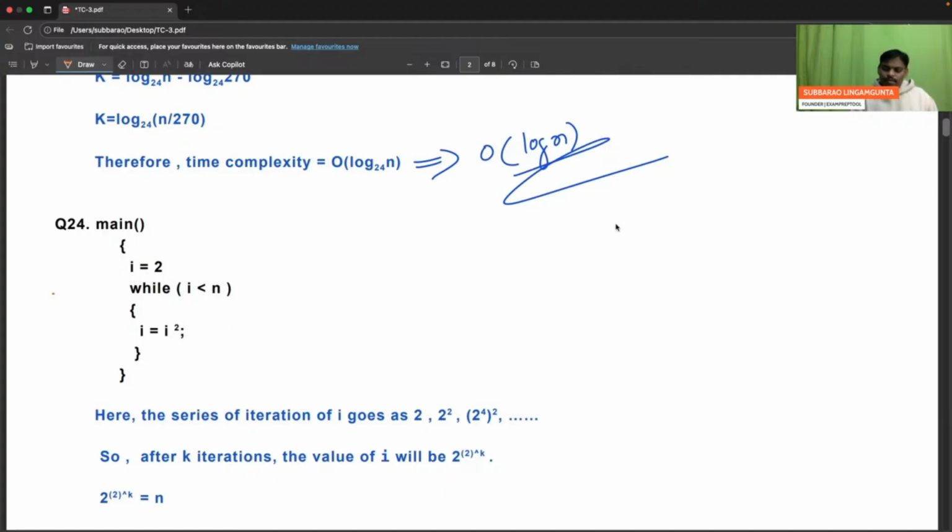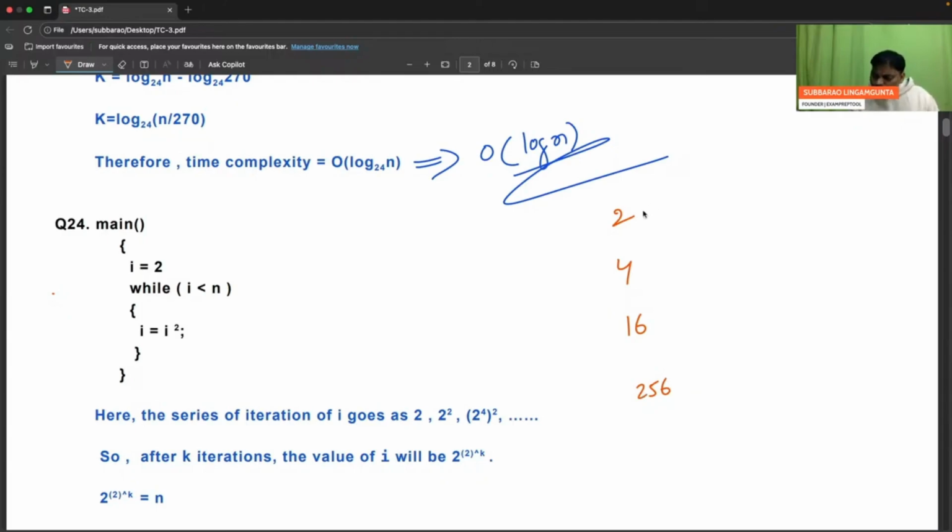I will explain. Everyone observe. Initially, I value is 2. Then whatever you have, whole power 2, it became 4. Whatever you have, again whole power 2, 4 square is 16. Whatever you have, whole power 2 again, 16 square is 256. So whatever you have, whole square.